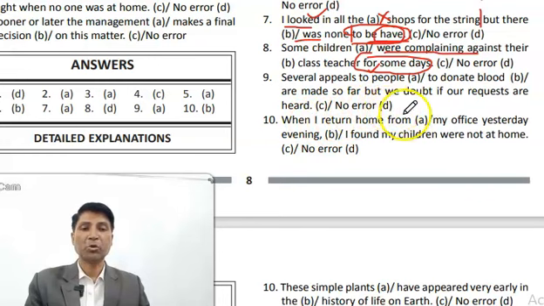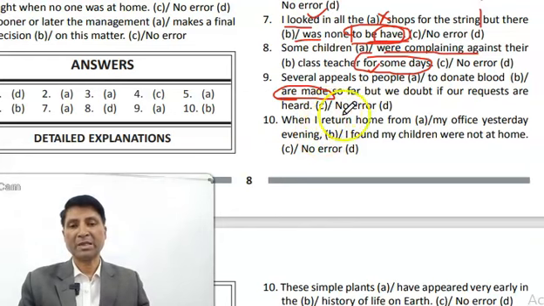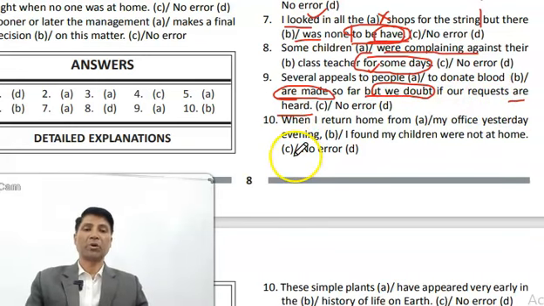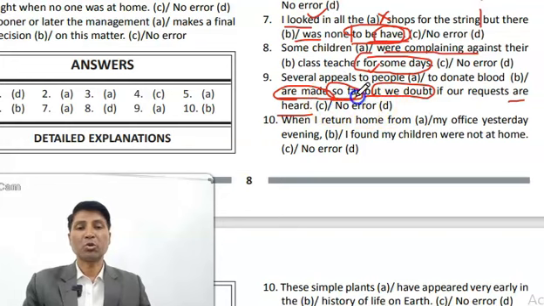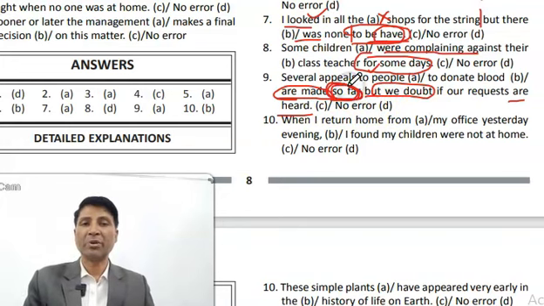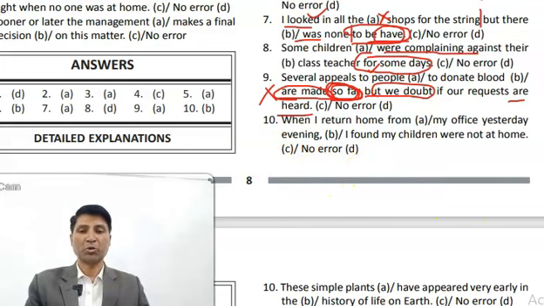Moving on to question number 9. Several appeals to people to donate blood are made so far, but we doubt if our requests are heard. So several appeals to people to donate blood are made. This is in the simple present tense in the passive form. But we doubt, here we doubt is in the simple present tense. If our requests are heard, simple present tense. Now, what we have to see is whether these tenses are correctly used or not. Let us see. This so far is a time reference word. If you remember, so far, up to now, yet, ever, never is used in the present perfect tense. So this are made is wrong. In place of are made, it should be have been made.